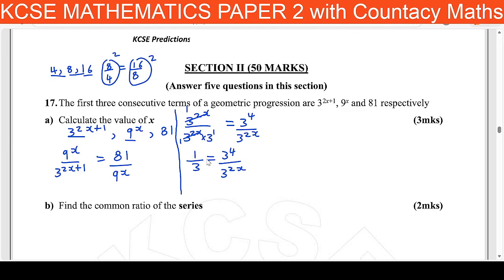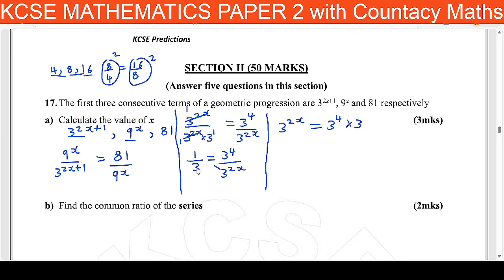So with this, we can do some cross multiplication. So we have 1 multiplied by 3 to the power 2x. That doesn't change 3 to the power 2x, therefore it's going to remain like that. But here we have 3 to the power 4 multiplied by 3. So this is 3 to the power 4 multiplied by 3.